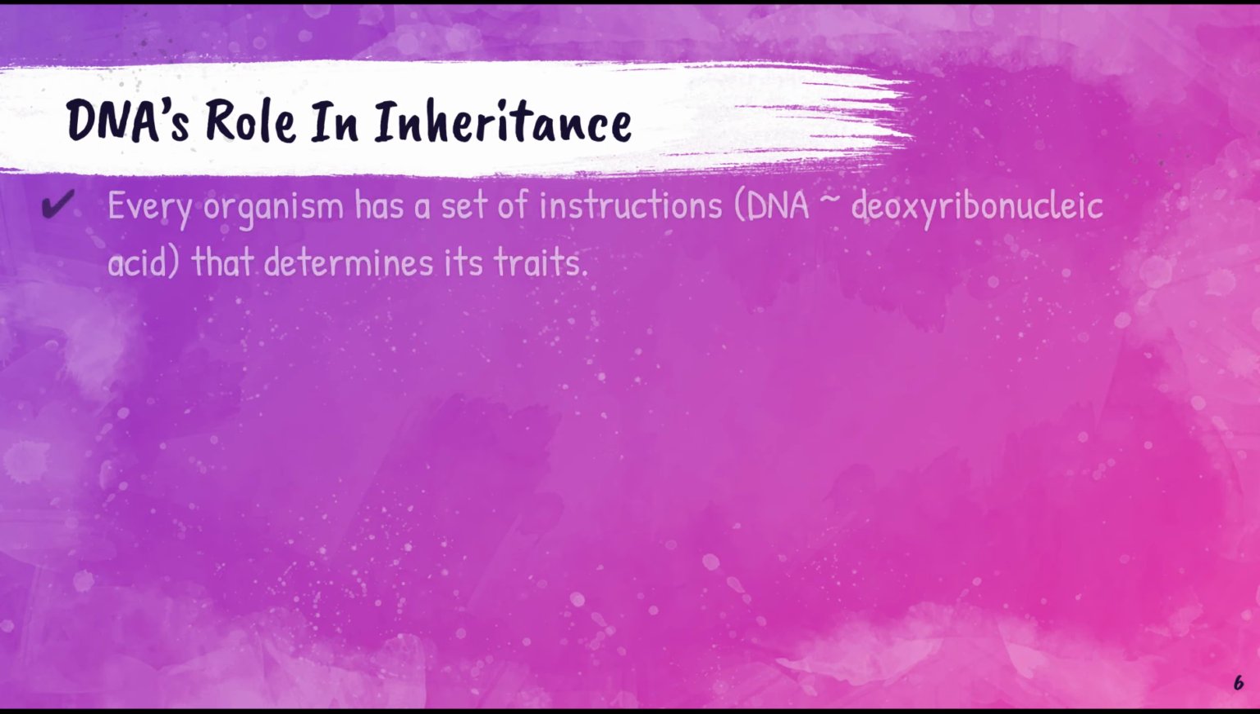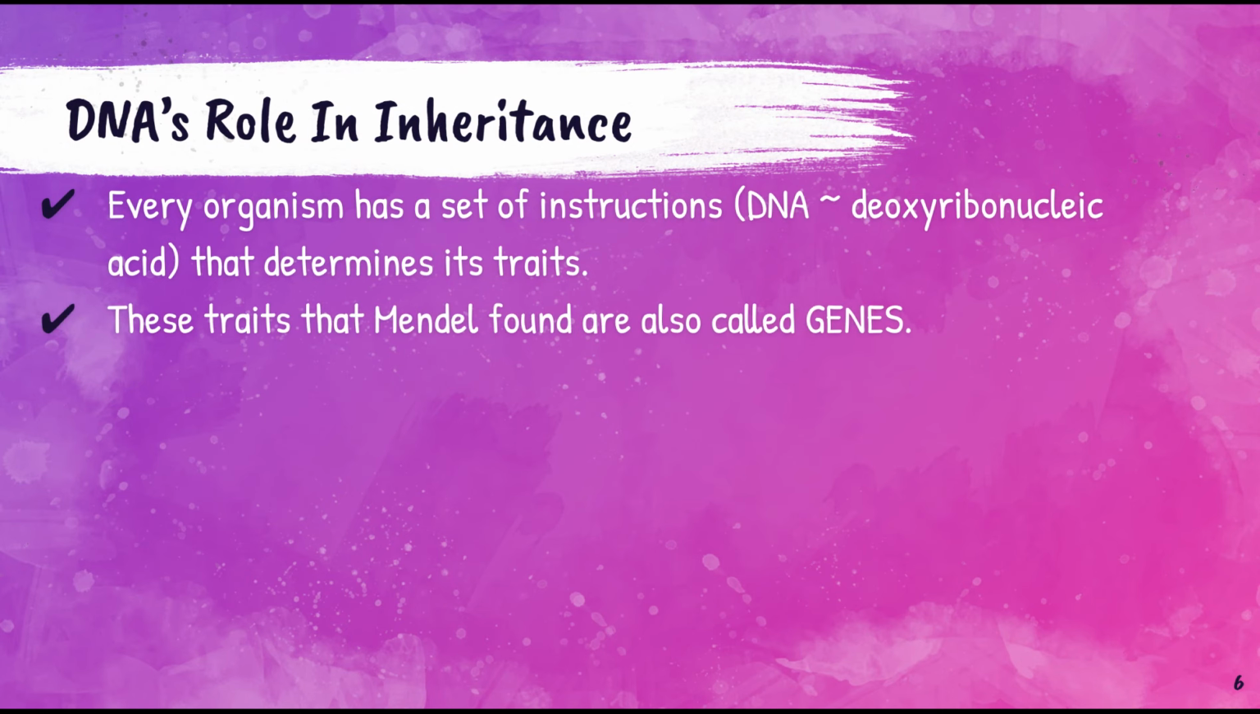DNA's role: every organism has a set of these instructions in its cells. Every one of your cells has this in it. Okay? DNA stands for this big old long word, deoxyribonucleic acid. And the DNA determines what traits you get from your mom and your dad, or the female cat, male cat, female iguana, male iguana, it doesn't matter. These traits that Mendel found are also called genes. So he knew there were traits, but they end up being called genes on a DNA strand.